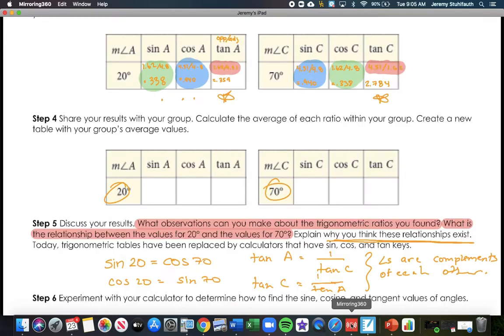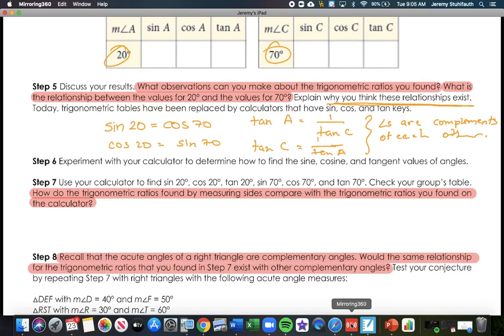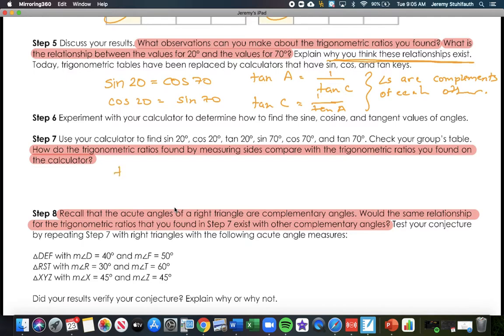So if we look at this, what you'll see is that how do our trigonometric ratios compare with the trigonometric ratios you found on the calculator? They are very close. They are roughly the same number. Okay, so they're roughly the same with a little bit of rounding here and there.